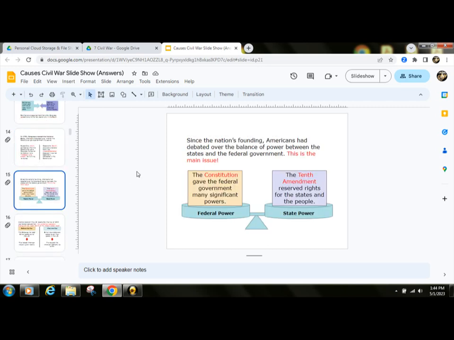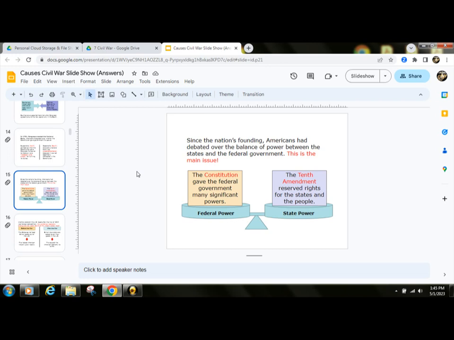Since the nation's founding, Americans had debated over the balance of power between the states and the federal government. This is the main issue. If you look at federal power on the left, the Constitution gave the federal government many significant powers. That's delegated power. It's written in the Constitution. State power would be the 10th Amendment. That's power that's reserved to the states and the people.